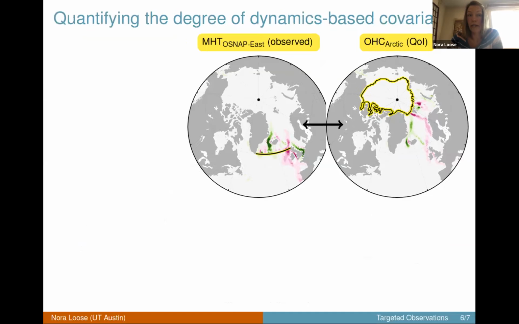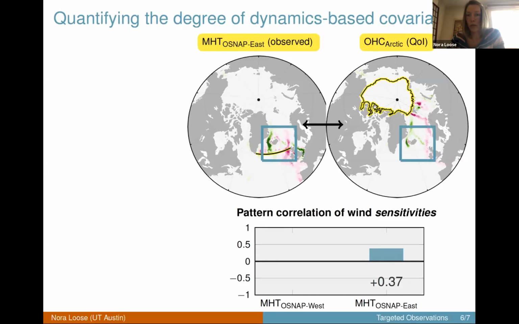Now we are ready to quantify the degree of dynamic space covariation between OSNAP and Arctic Ocean heat content, namely by comparing such sensitivity maps. A pattern correlation of those two wind sensitivity maps gives us a value of about 0.4. The closer this value is to plus or minus 1, the higher is the degree of dynamic space covariation, and the higher is the degree of OSNAP East heat transport to inform our quantity of interest.